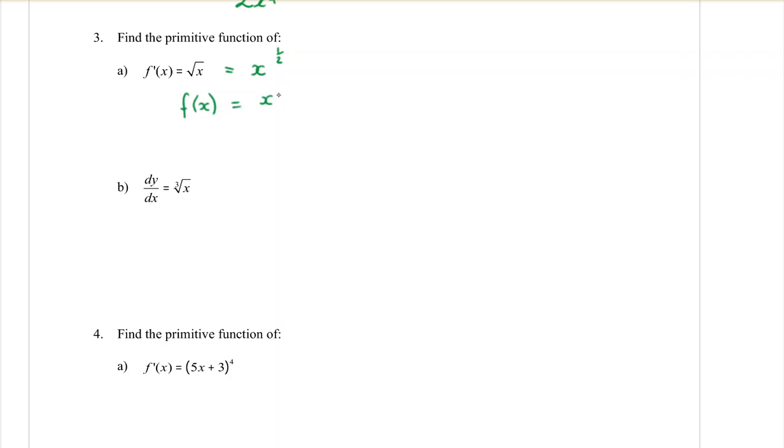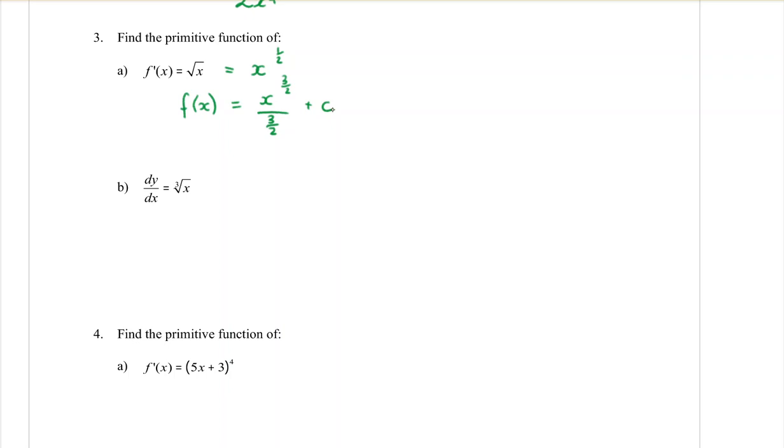Add 1 to the power would be 3 over 2. Please always, when they're fractions like that, do them as improper fractions. And divide by that power, 3 over 2. And I will need to plus a c. Okay, but now I've got to tidy that up.